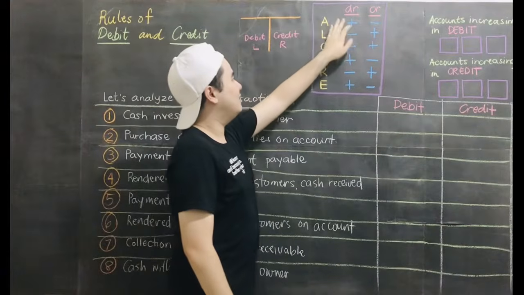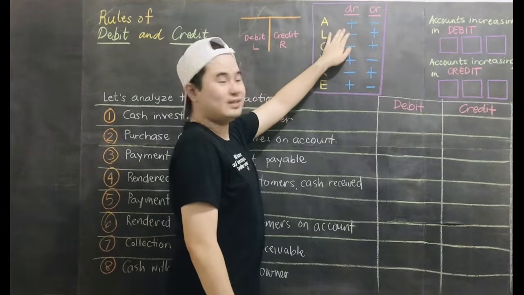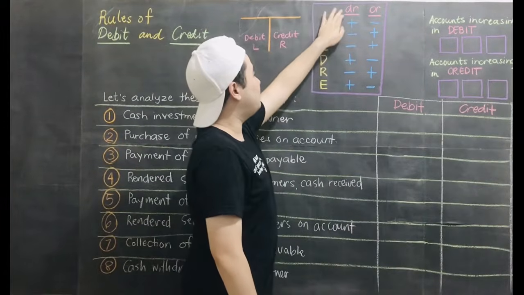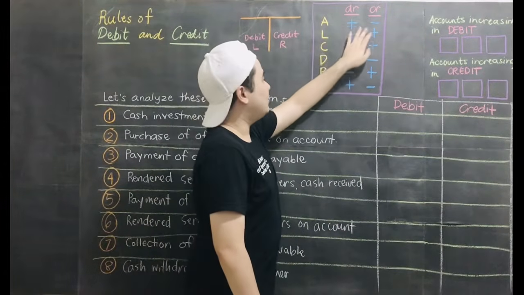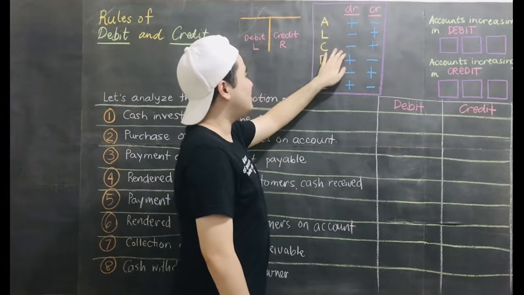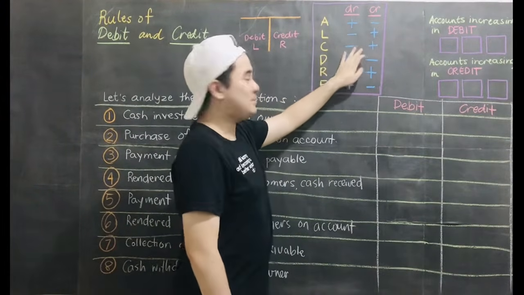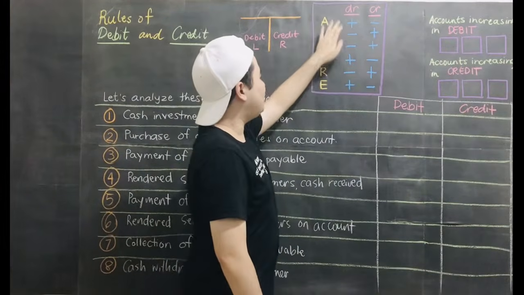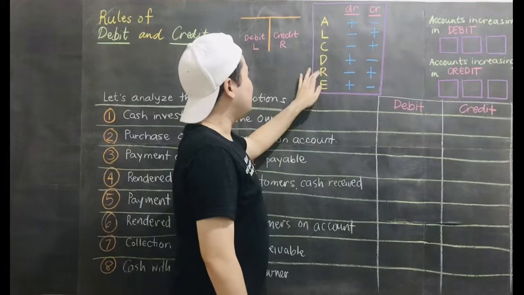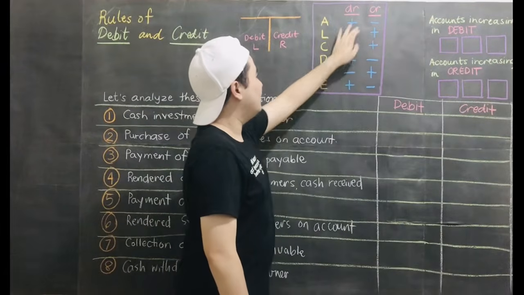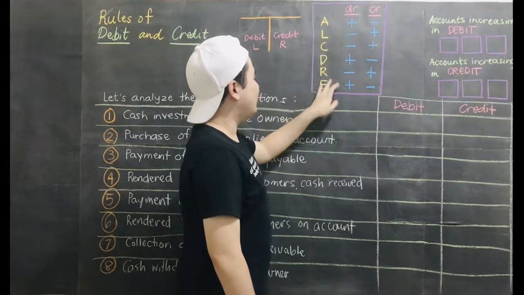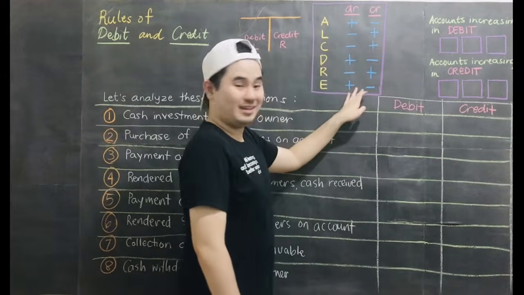Asset: debit, increase; credit, decrease. Liability: debit, decrease; credit, increase. Capital: debit, decrease; credit, increase. Drawing: debit, increase; credit, decrease. Revenue: debit, decrease; credit, increase. Expense: debit, increase; credit, decrease.